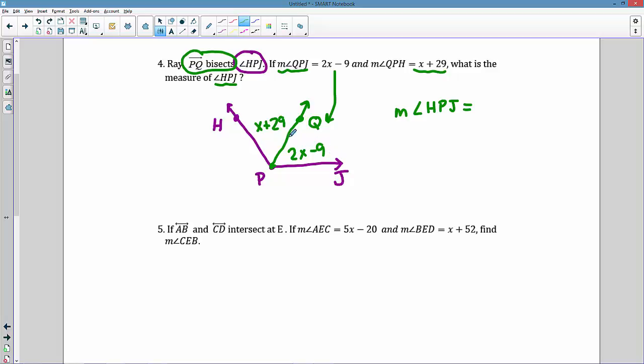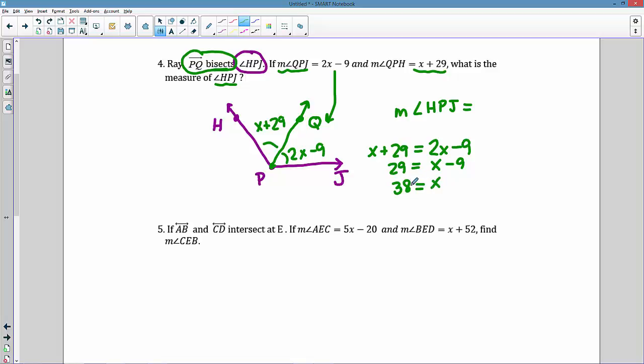But in order to get that, we have to solve this equation. So bisector means it creates two congruent, or two equal angle measures. So I'm going to set these two angles, that angle and that angle, equal to each other. So x plus 29 equals 2x minus 9. I'm going to subtract x from both sides. I'm not going to show that work. That should be pretty standard for you. And I'm going to add 9 to both sides.